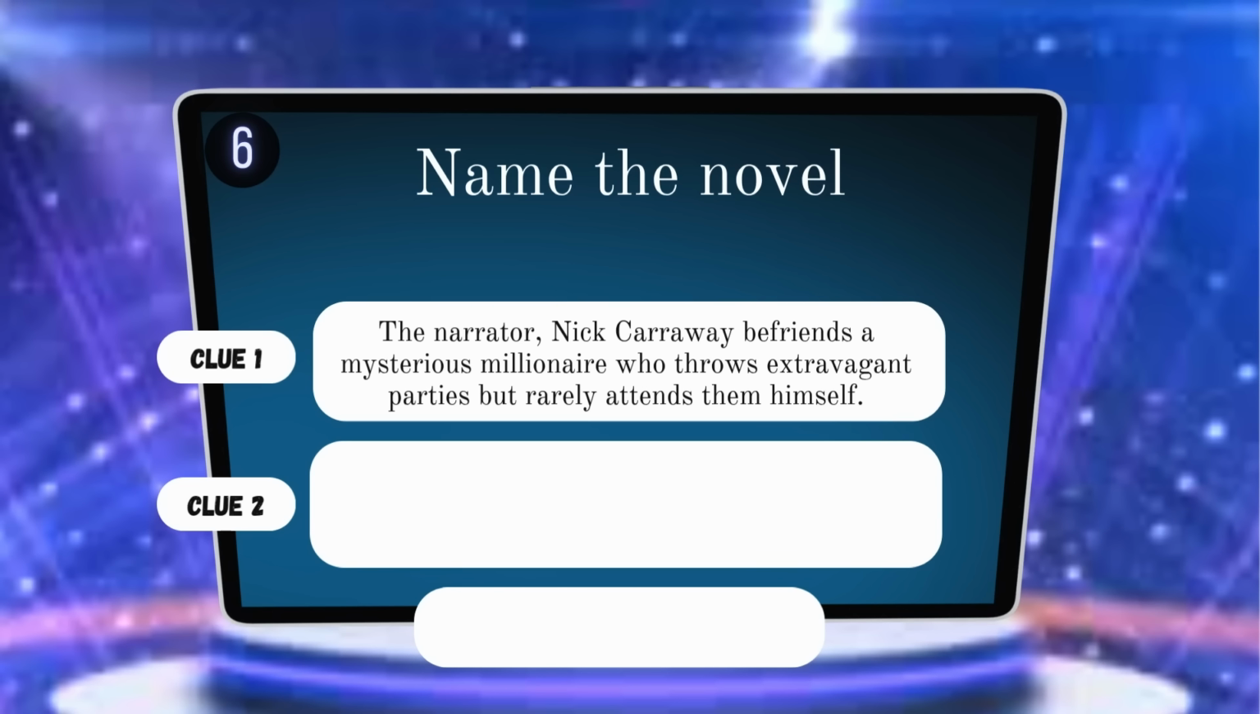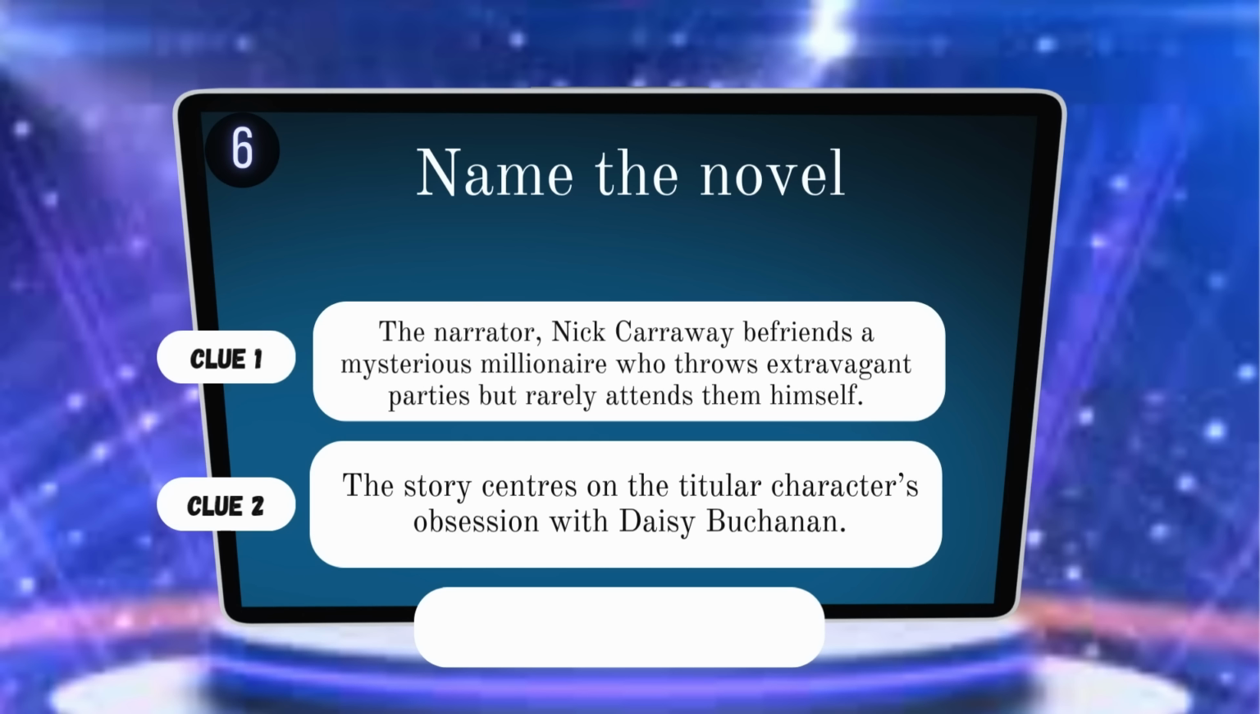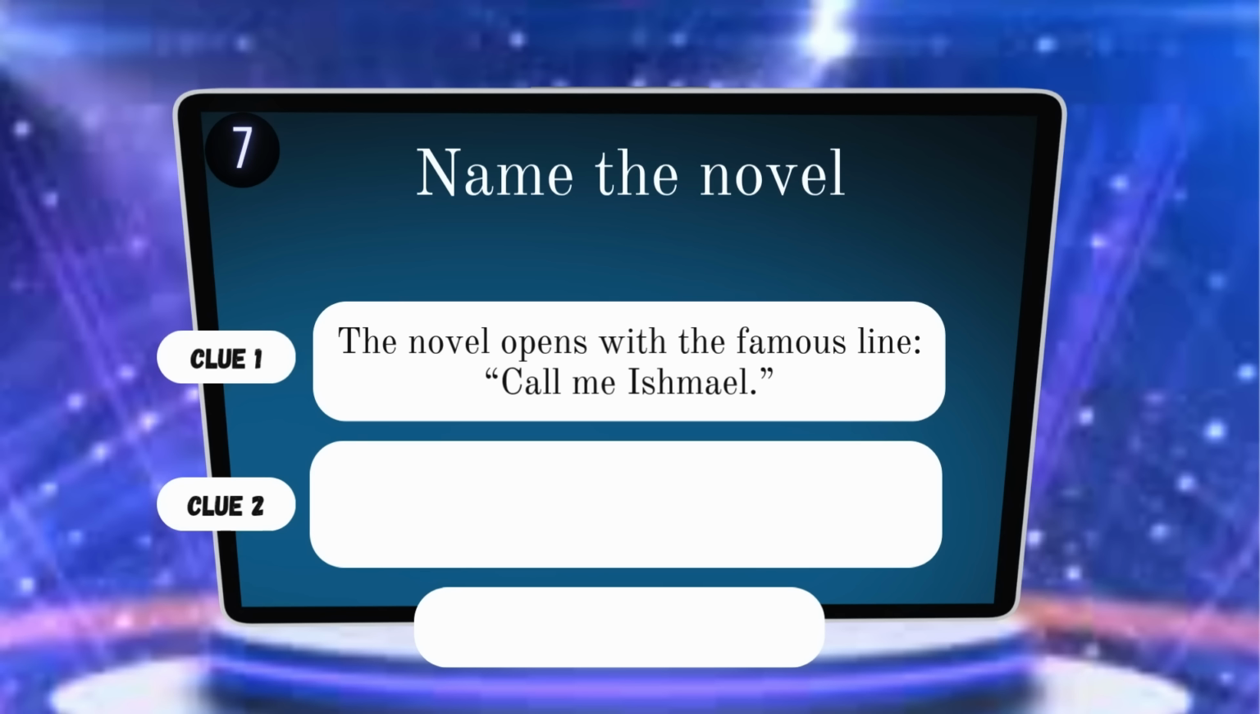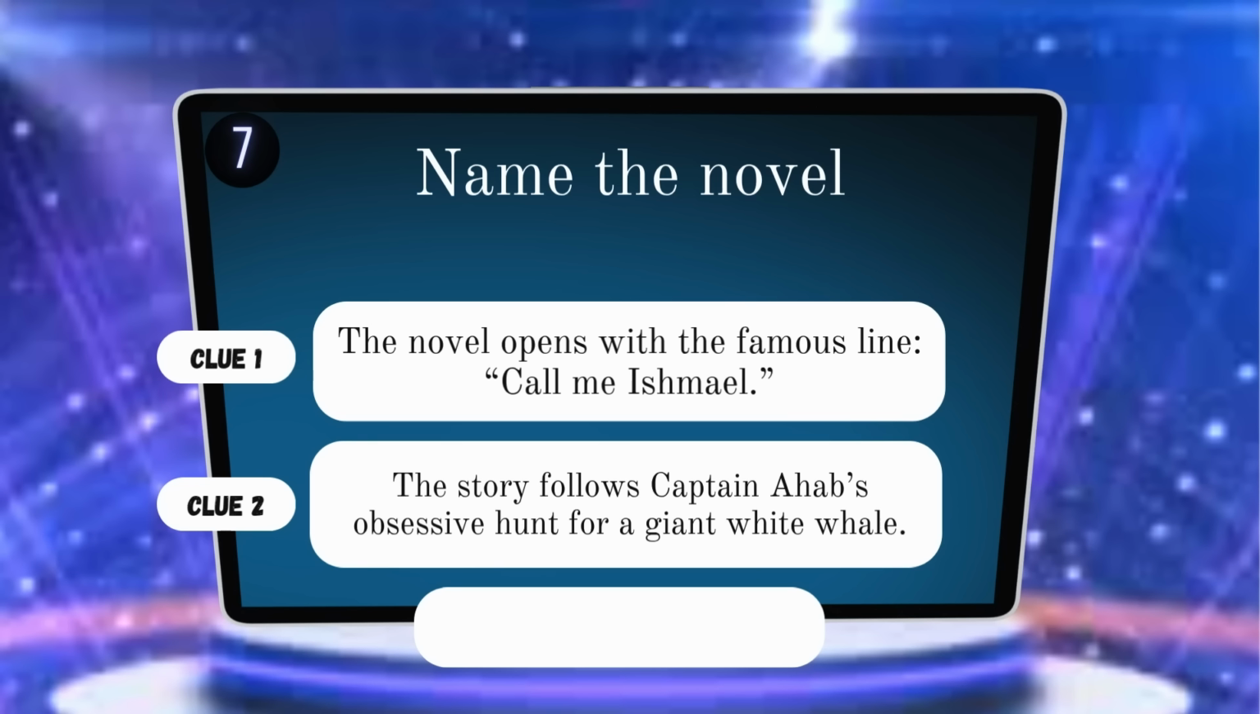The narrator, Nick Carraway, befriends a mysterious millionaire who throws extravagant parties but rarely attends them himself. The story centres on the titular character's obsession with Daisy Buchanan. That is, The Great Gatsby. The novel opens with the famous line, "Call me Ishmael." The story follows Captain Ahab's obsessive hunt for a giant white whale. That is, Moby Dick or the Whale.